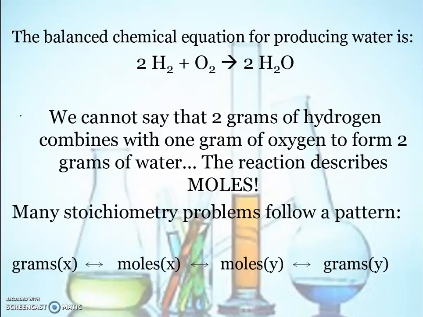This is podcast 6.2, where we're talking about how to convert from one thing to another using stoichiometry. You've had a little taste of this, but let's talk about it some more. The balanced chemical equation for producing water says that 2 moles of hydrogen with 1 mole of oxygen can make 2 moles of water.